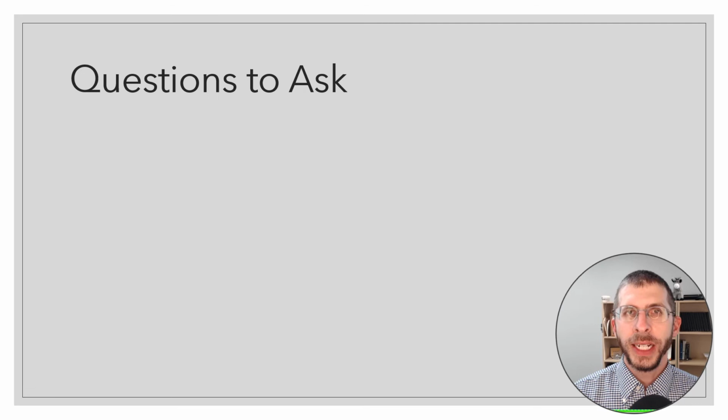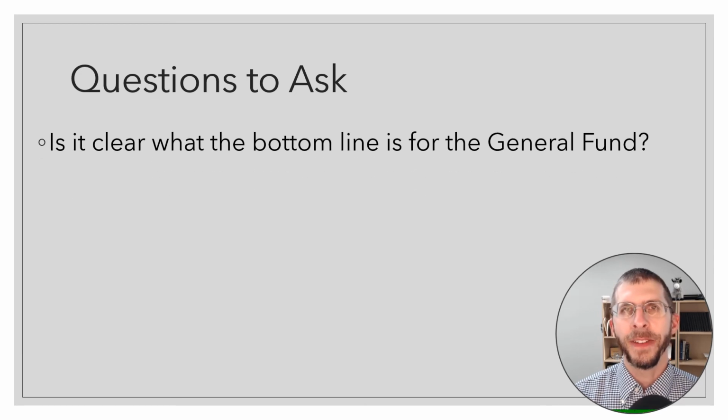So here are some questions that I would ask if I was looking at your income statement. First of all, I would ask, is it easy and clear to figure out exactly how we're doing for the general fund? Or are there donor restricted income and expense items mixed in there that I have to do some math to figure it out? If that's the case, even requesting that they move those to the other income, other expense section, or somehow break those out differently.